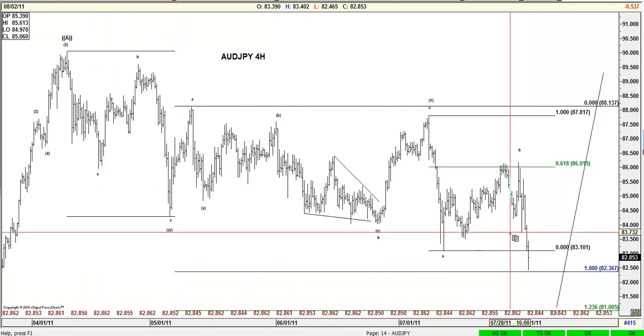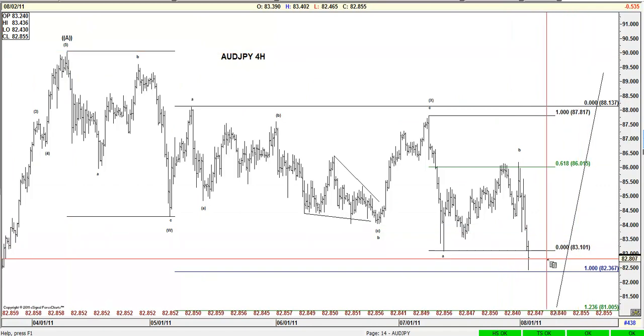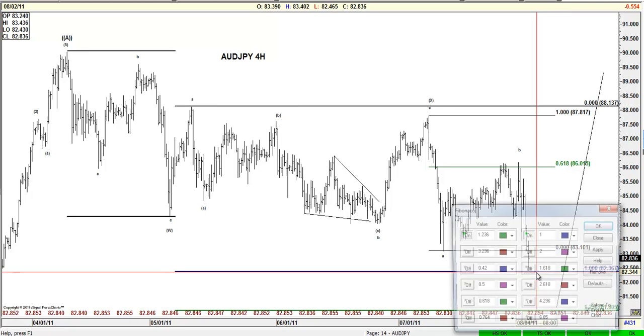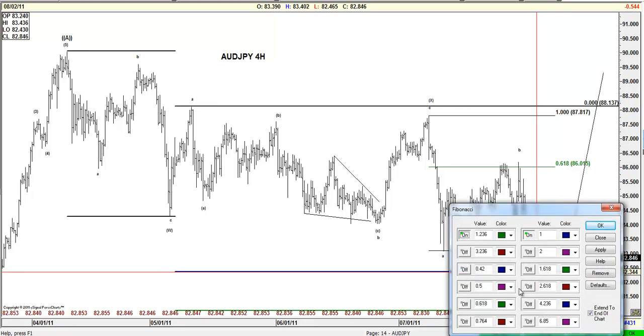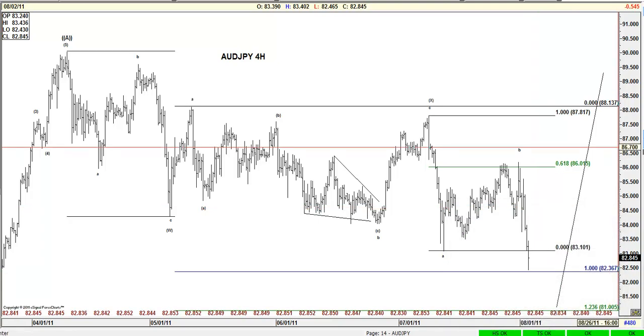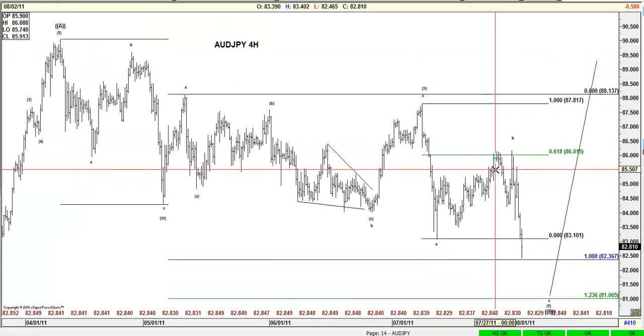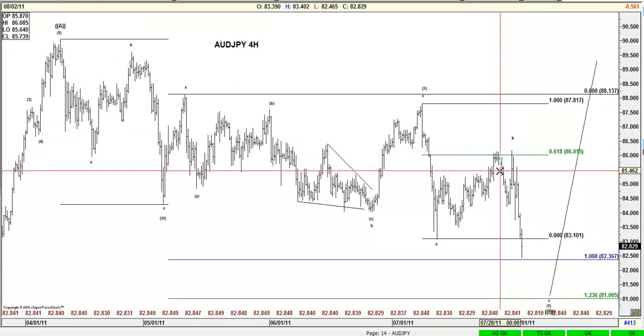For the Aussie dollar, we need a C wave higher in this pair. This is gonna be a great buy around 82. I don't think 82.36 is gonna make it. I think it's gonna go to the next level, which on the Aussie Yen comes around 81, and that was our second limit right there. All right, so that's about the Aussie Yen.